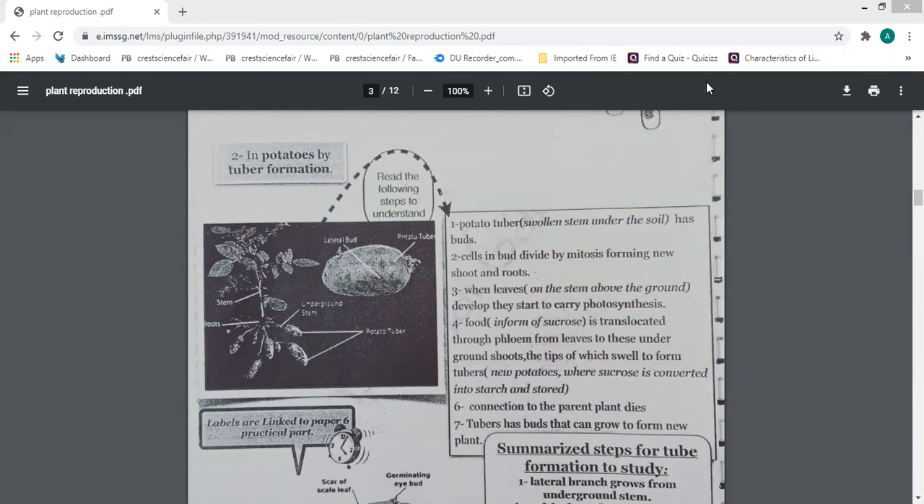Okay, guys, let's go. Today we are going to complete the plant reproduction. In front of you, the reproduction in potatoes by tuber, as we explained it before.